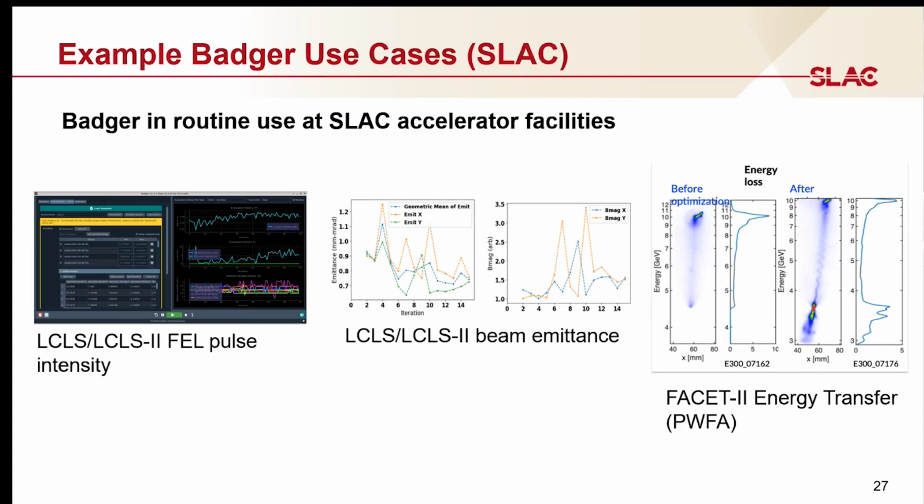So here are some examples. One is the free electron laser pulse intensity at LCLS and LCLS-II. Then there's phase-space emittance, which is a metric of the quality of the beam distribution. And then finally, in this slide, I'm showing energy transfer optimization in the context of something known as plasma wake field acceleration, which uses a plasma to accelerate a beam using another electron beam. In this case, they're maximizing the energy transfer ratio between the two beams.